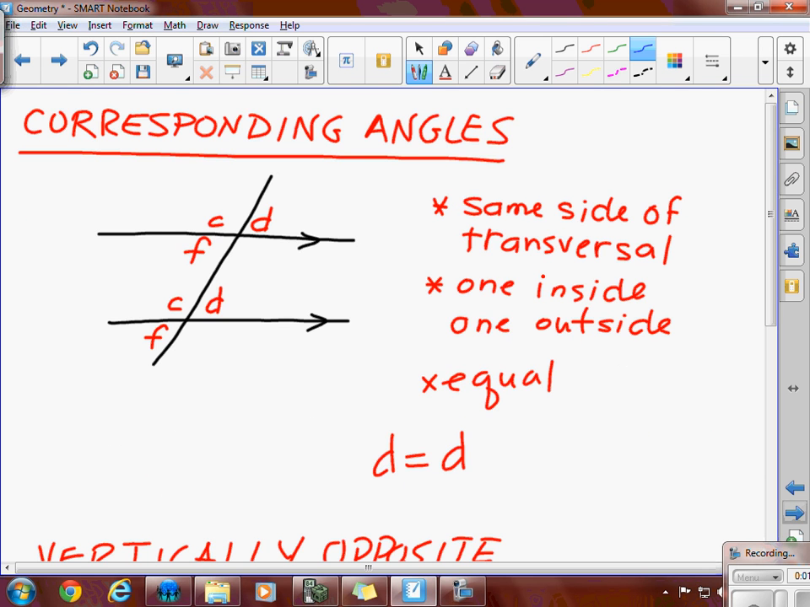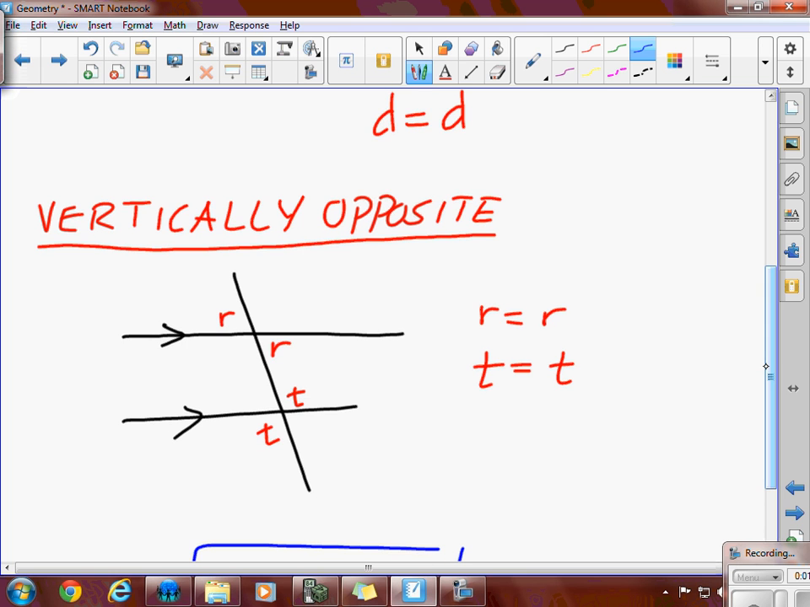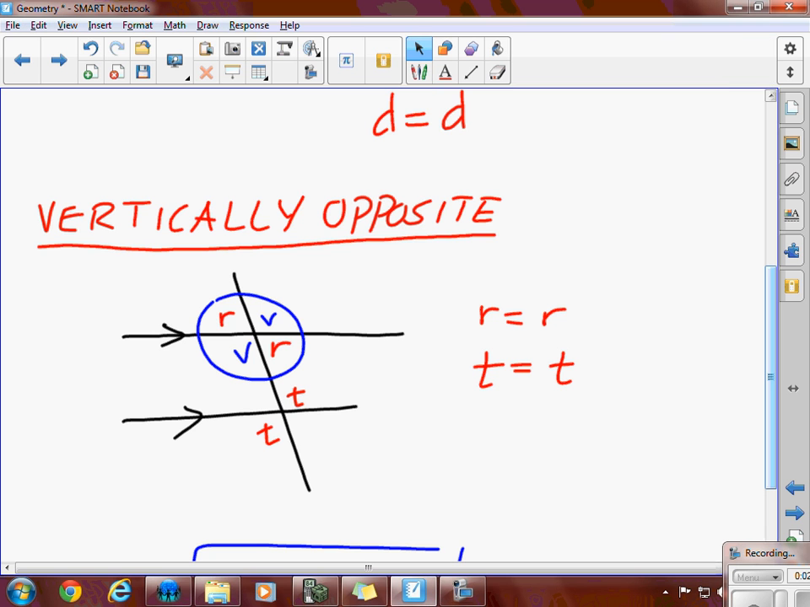Then we talked about corresponding angles. Corresponding angles, they're on the same side of the transversal, and they're equal in measure. So C and C, D and D, F and F. And vertically opposite angles, those are those angles that are just in one section here, like in one of these little crosshairs, they're across from one another. So R and R would be vertically opposite, and I could say V and V if I wanted to. Those are also vertically opposite, and vertically opposite angles are equal in measure as well.